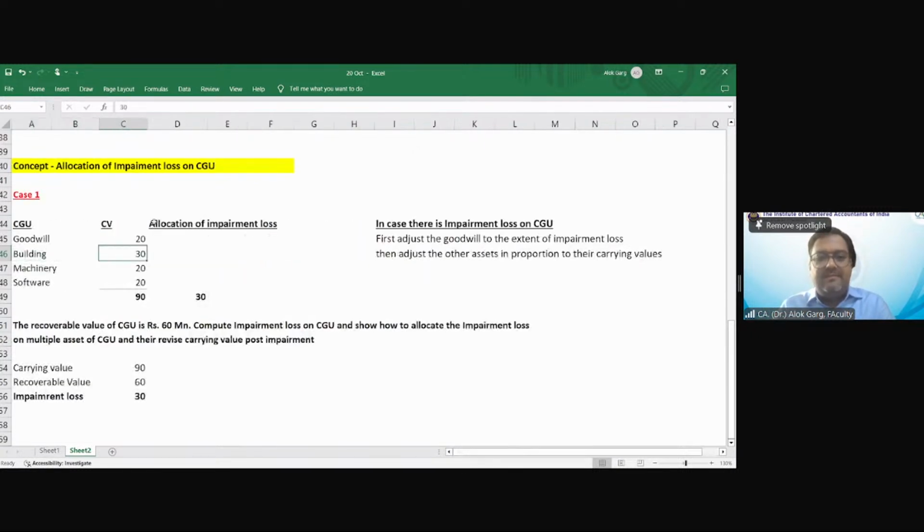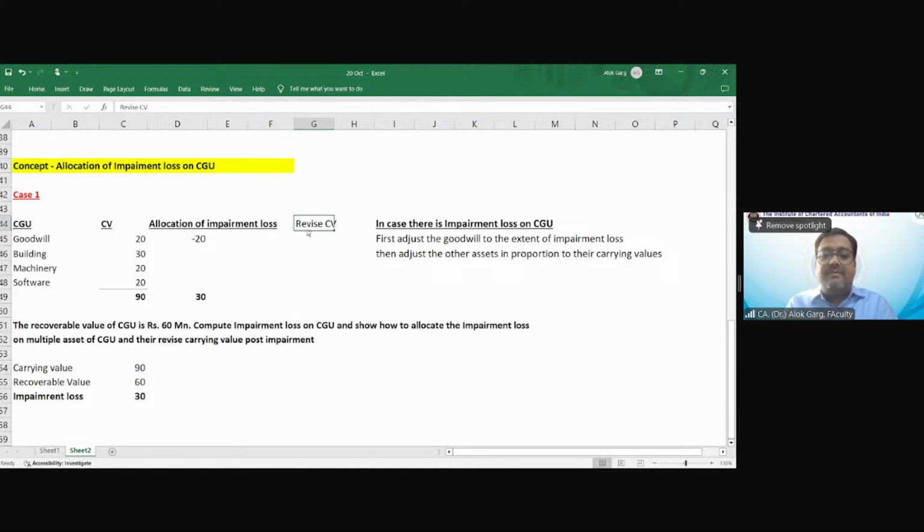In this case, what is my impairment loss? 30 million. What is my value of the goodwill? 20 million. First of all, I will put the entire available impairment loss to the extent of goodwill, and I will wipe out the goodwill. Okay. This goodwill will become zero. What is my revised carrying value?